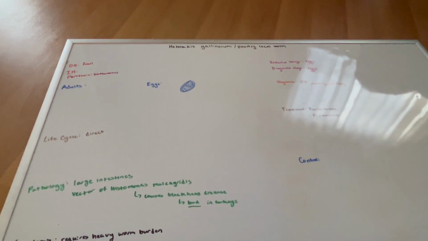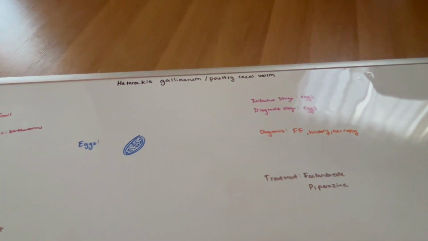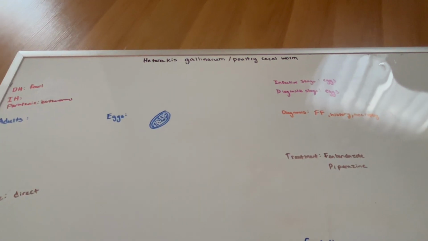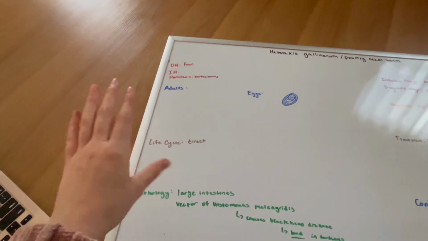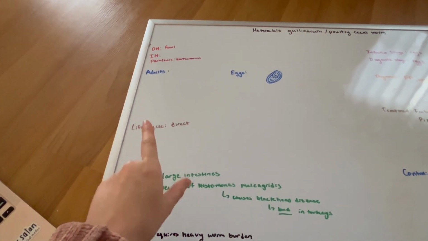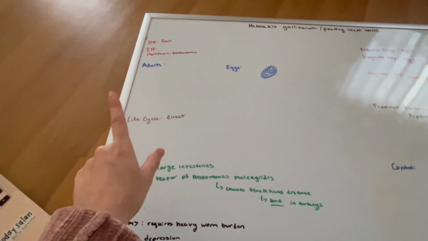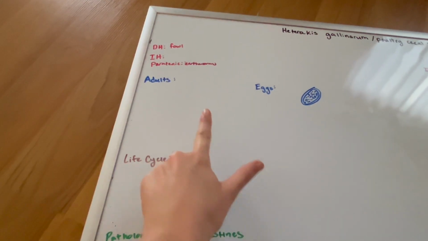This is Heterakis gallinarum, which is also known as the poultry cecal worm. So it being a poultry cecal worm tells you that it is in the large intestines. The definitive host is going to be fowl. There's a very important thing about this with turkeys, which I'll get to in a second. Paratenic host is going to be the same as what was with Ascaridia, so earthworms.